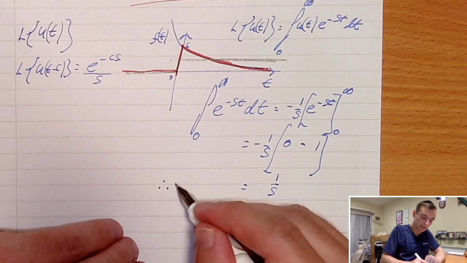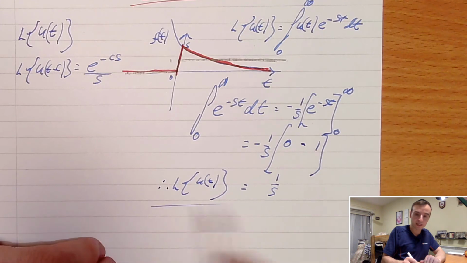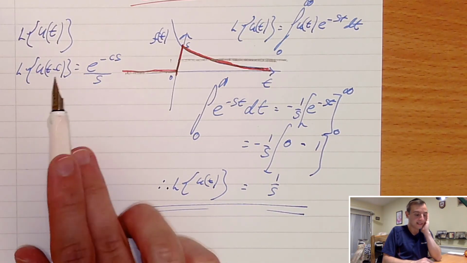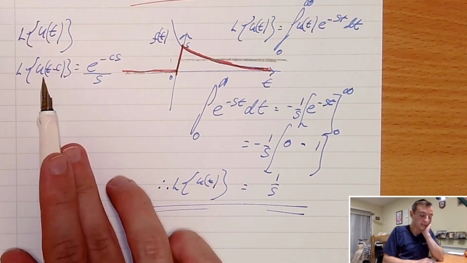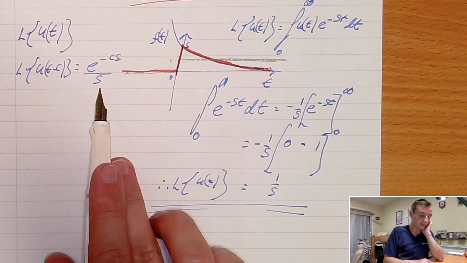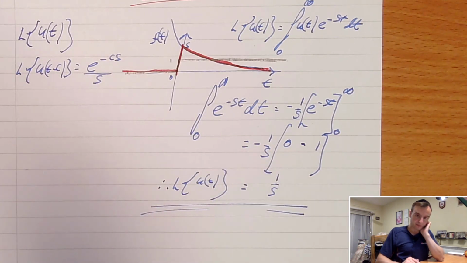And therefore, we can say the Laplace transform of u(t) equals 1 on s, which is exactly the result that we would have got if we plugged in c equals 0 for the transform of u(t minus c). It would have been e to the 0 on s, 1 on s. But now we've seen that graphically as well.